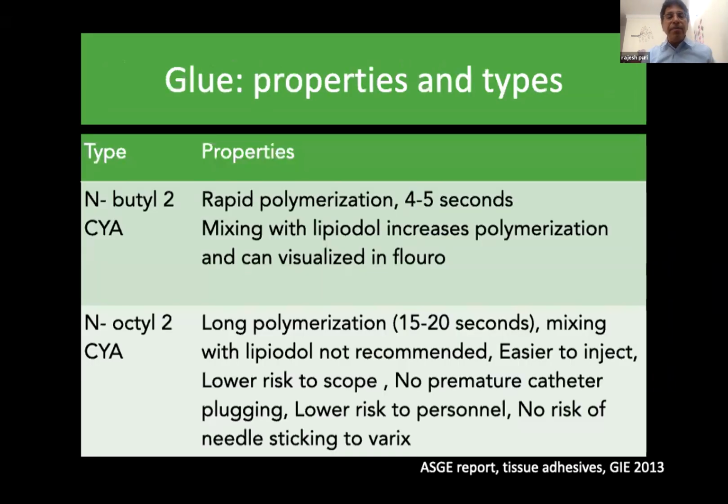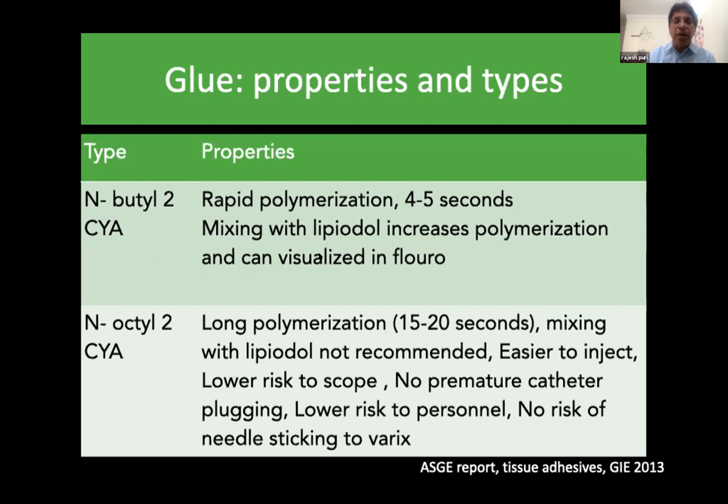The glue properties and types, yesterday I discussed, but again I will re-emphasize. We have N-butyl cyanoacrylate, which is available in India, Bangladesh and Sri Lanka. The disadvantage with N-butyl is the rapid polymerization, 4 to 5 seconds. So in our practice, we use lipid oil. It increases the polymerization time and helps in visualization under fluoroscopy. So the clogging of the needle will be less.